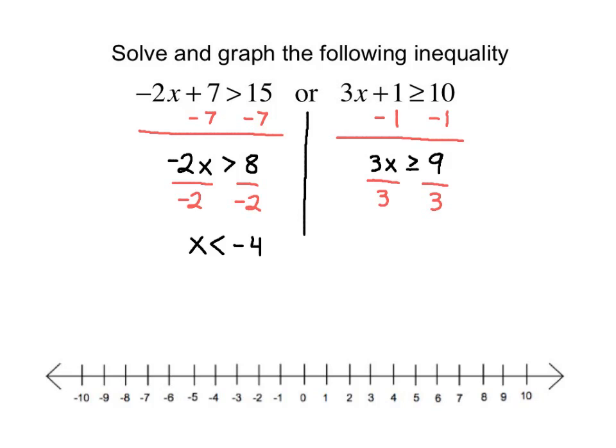And then we need to divide by 3 to undo the multiplication by 3. And I can now see that this gives me x still greater than or equal to. I did not divide or multiply by a negative. This was a positive 3. So it's going to stay x is greater than or equal to 3.